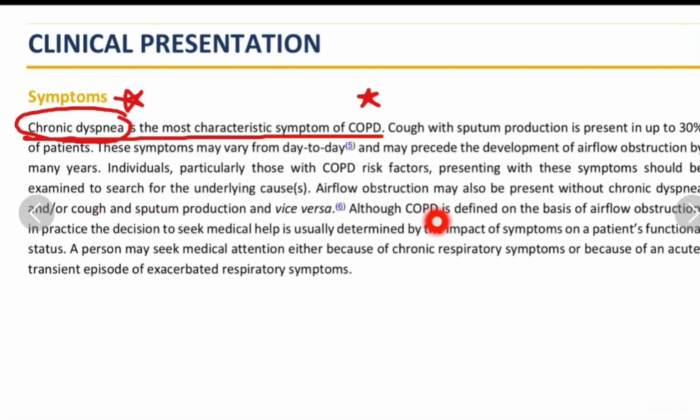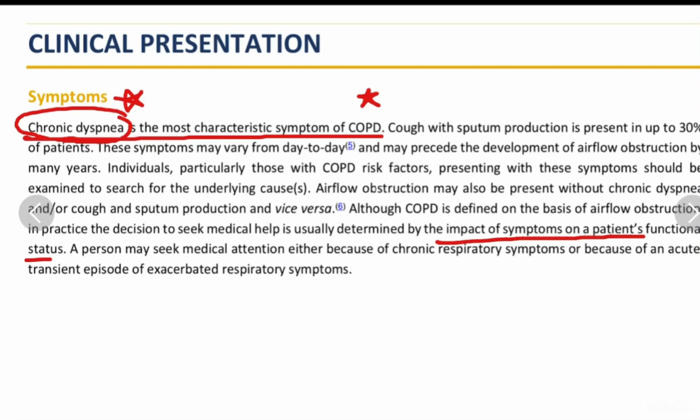Individuals, particularly those with COPD risk factors presenting with these symptoms, should be examined to search for the underlying cause. Airflow obstruction may also be present without chronic dyspnea and cough or sputum production. Although COPD is defined on the basis of airflow obstruction, in practice the decision to seek medical help is usually determined by the impact of symptoms on the patient's functional status. Very, very important. So it is not only airflow obstruction; we have to see the impact of symptoms on the patient's functional status.